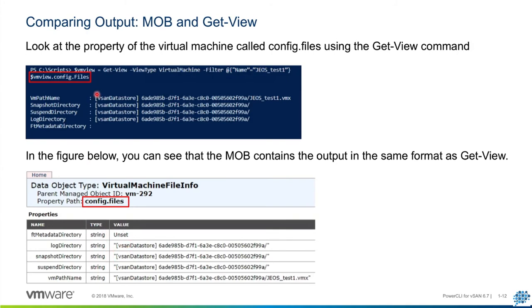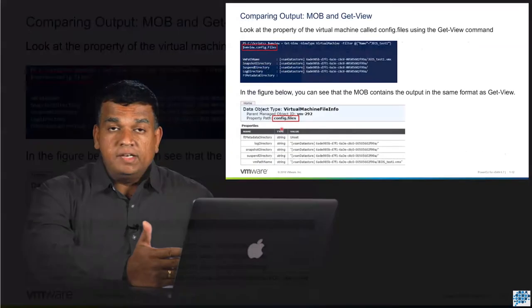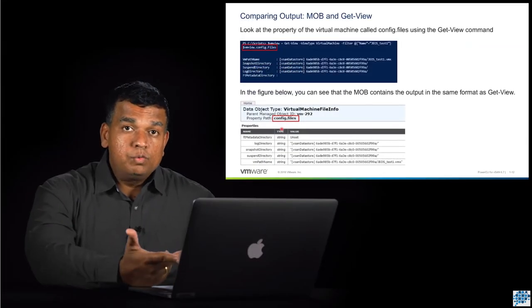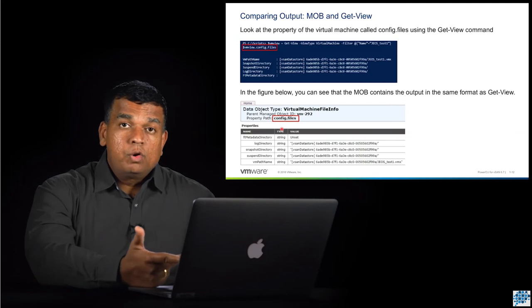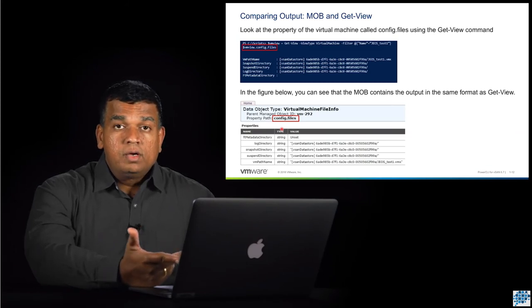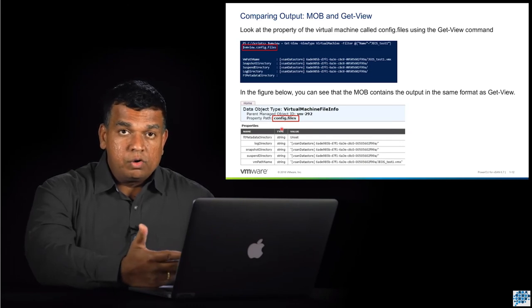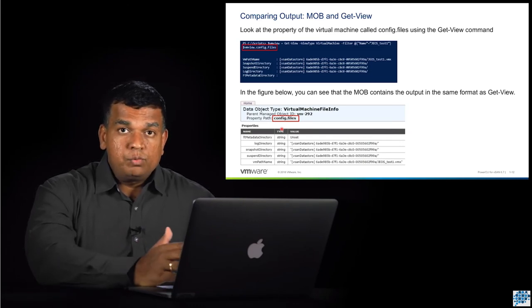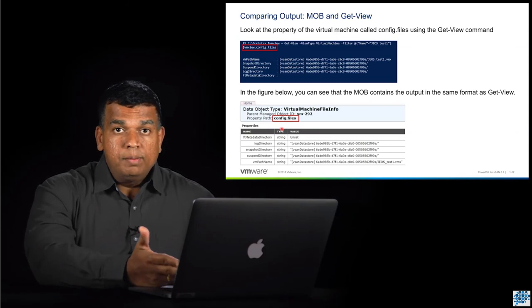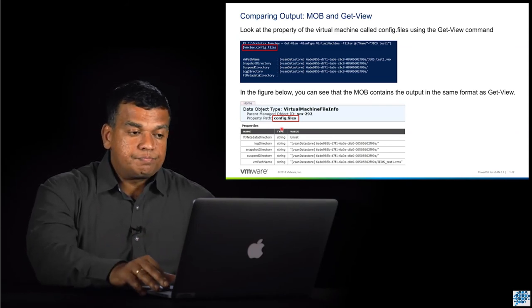So if you compare the output for the vmview.config.files, and if you look down below at the managed object browser, or the MOB output, you'll see that these two outputs are identical. Which just indicates that when we are working with view objects, we are accessing the actual API details of the vCenter inventory. We are not really looking at an abstraction. We are looking at the actual low-level implementation of the API.